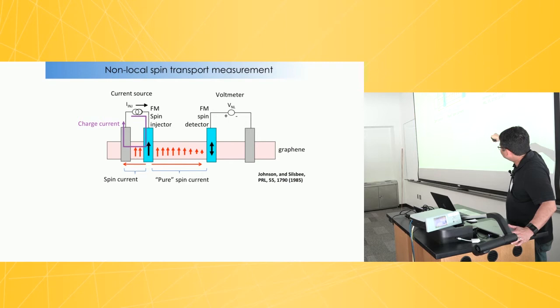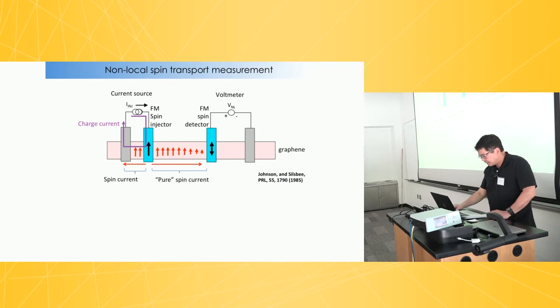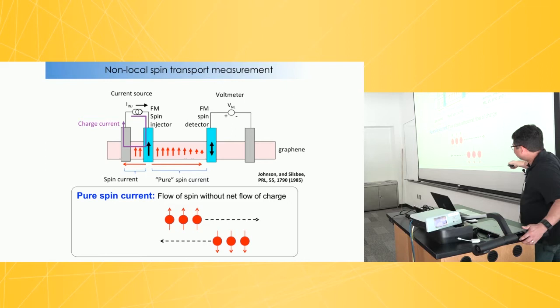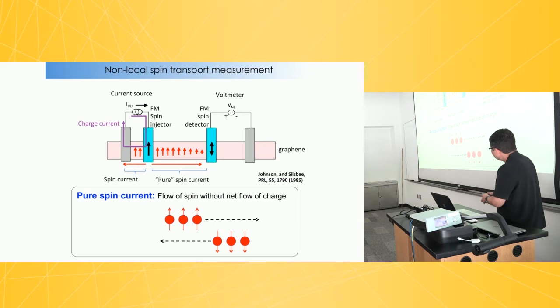I'll show you that. When the spins get over to the channel here, you can just measure a voltage, and the voltage will be proportional to the spin density underneath the electrode. That's the idea. The concept of this came from Mark Johnson and Bob Silsbee in '85, actually quite a long time ago. With this pure spin current, you can imagine a spin up going to the right and a spin down going to the left. So there's a net flow of spin angular momentum, even though the charge current cancels. Typically, the electrons are bouncing around and diffusing.